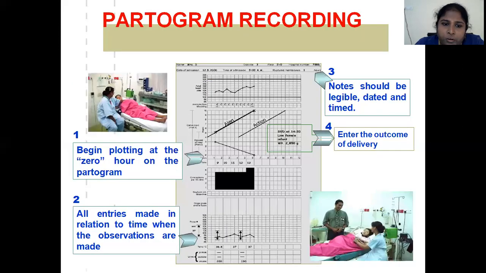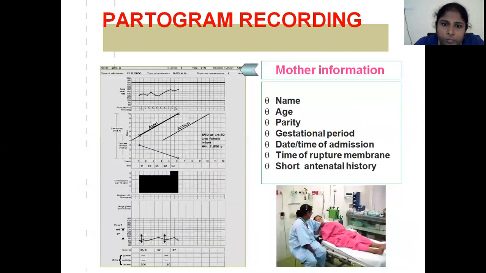What needs to be recorded? You always begin plotting at the 0 hour. All entries should be made in relation to the time. Each note should be legible, and the date and time should be there. And what was the outcome? Either it went into normal delivery, or cesarean, or forceps, or vacuum. The outcome should be documented.